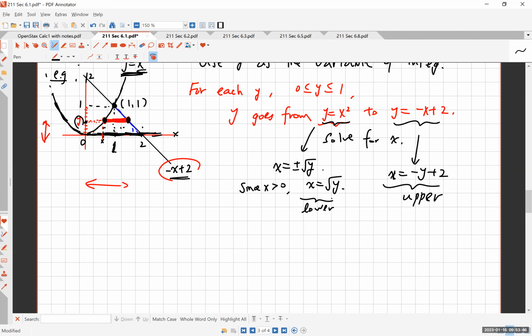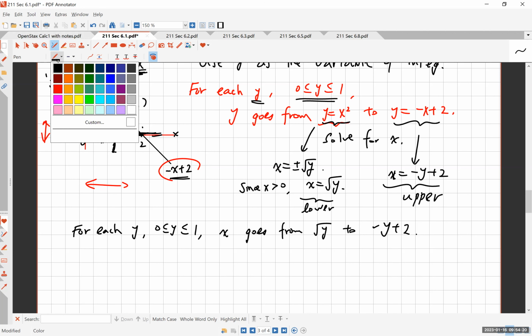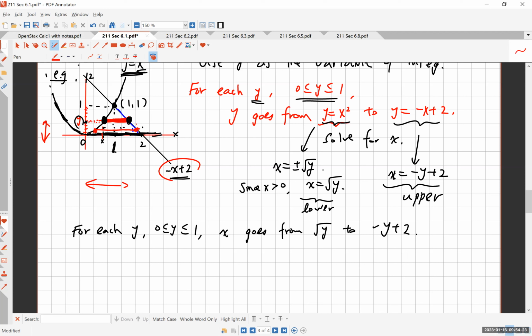So I should say, for each y between 0 and 1, x goes from the square root of y to negative y plus 2. Those are the lower and upper limits. So in other words, the graph goes from here to here, here to here, here to here for each y.